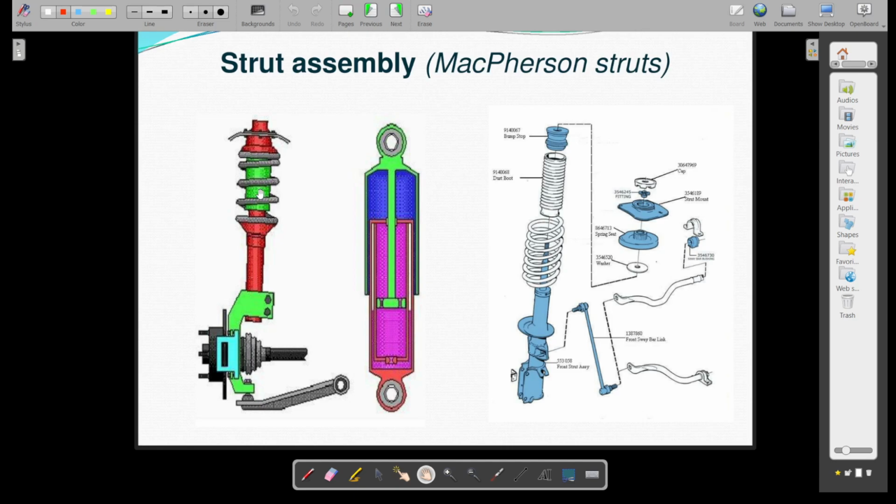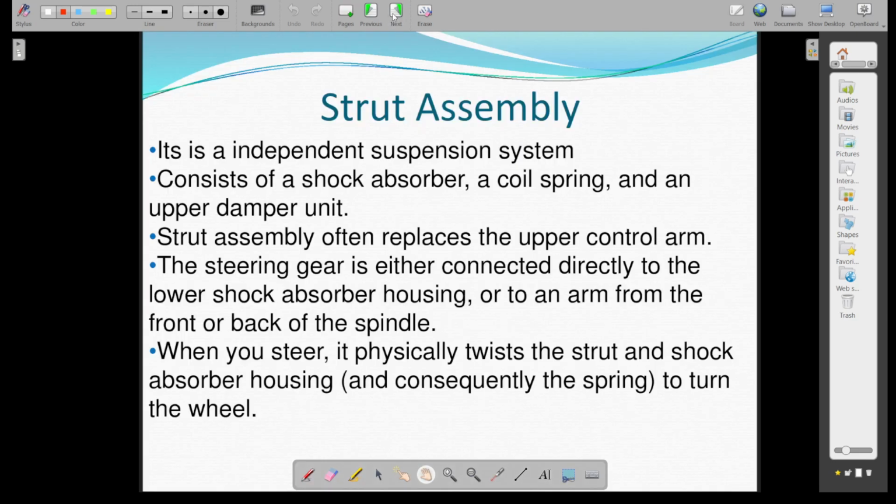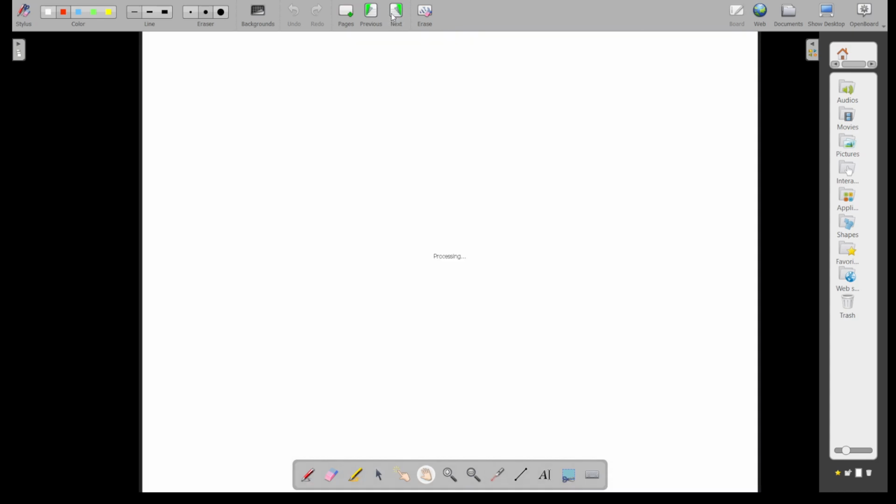So this McPherson consisting of, already told you, you have got a spring, then you have got a shock absorber, you have got a strut, you have got a lower arm, and this is being adjusted or attached to the wheel. So strut assembly I already told you.